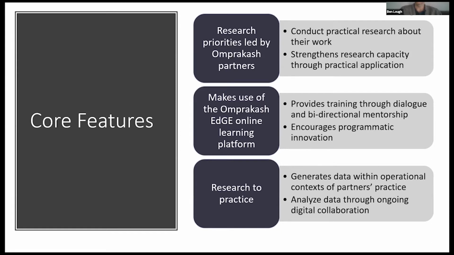And I think that really reflects the tone of this project as well, which has been really led by the needs of the practice organizations. This project also uses the Amprakash Edge learning platform in terms of both digital learning and transnational flows for the education piece. And it's about research to practice.